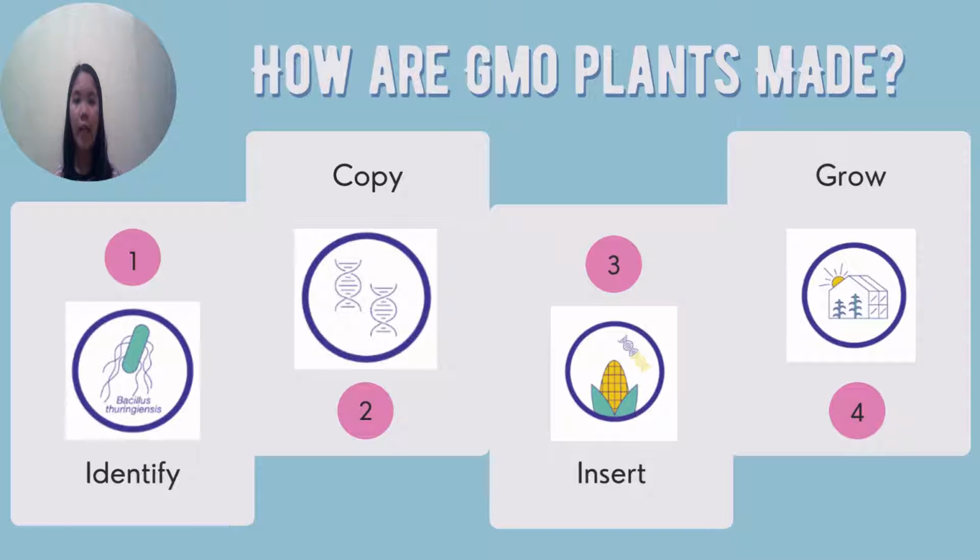How are GMO plants made? First, scientists look for a desired trait in a plant, animal, or even bacteria. It could be a trait like resistance to drought, insects, or viruses. Then they copy the gene that contains that trait and insert it into the DNA of the plant they want to improve. Scientists then grow the plant to see if it adopts the desired trait.